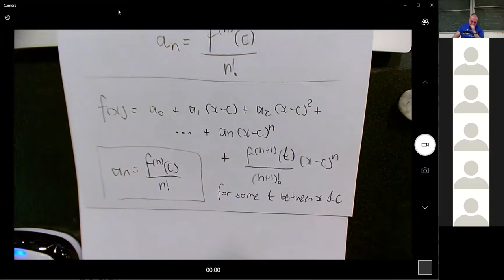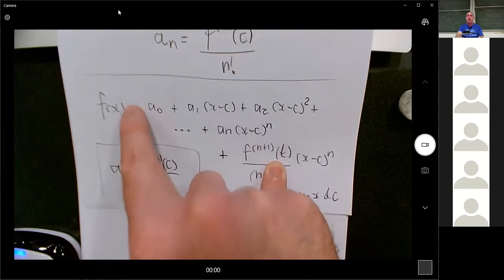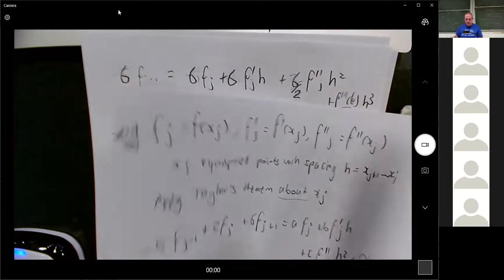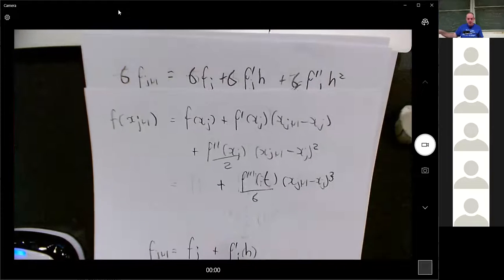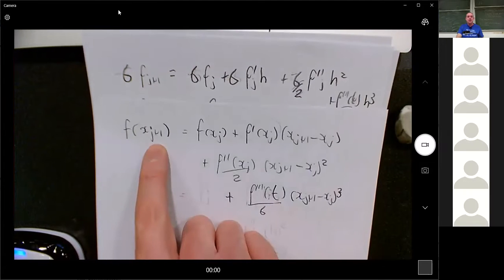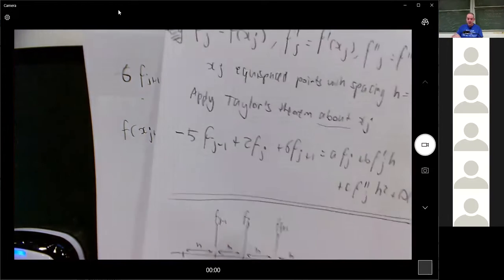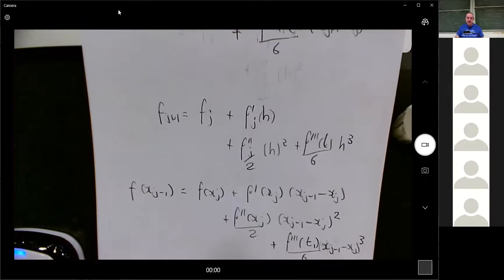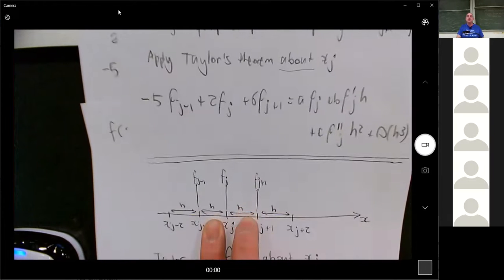And also, pardon me, this t is between the center and the x I'm thinking of. And so this t that goes with xj plus 1 is between xj and xj plus 1, so that t is here in this zone. And this t is between xj minus 1 and xj, and so that t is here. They have to be different because they're in different places.